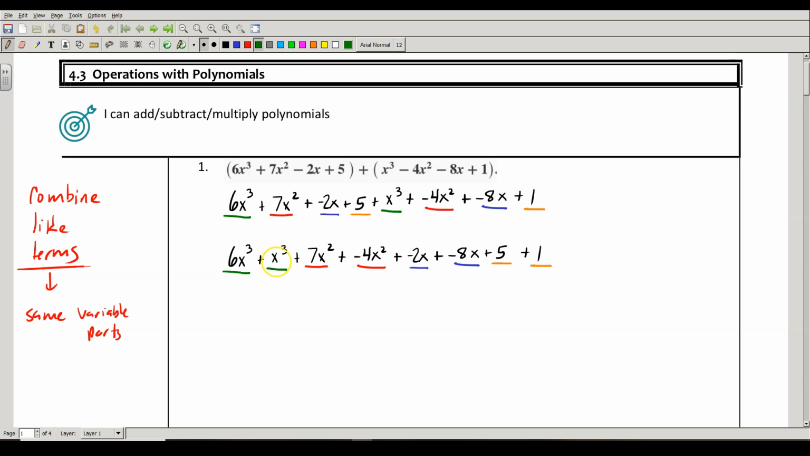So 6x cubed plus 1x cubed is 7x cubed. And then if I add the squared terms, 7 plus negative 4, that's 3x squared. And if we add the x terms, that's negative 2 plus negative 8, that's negative 10x. And then 5 and 1 is 6. So there's the plus 6. And there is our final answer.